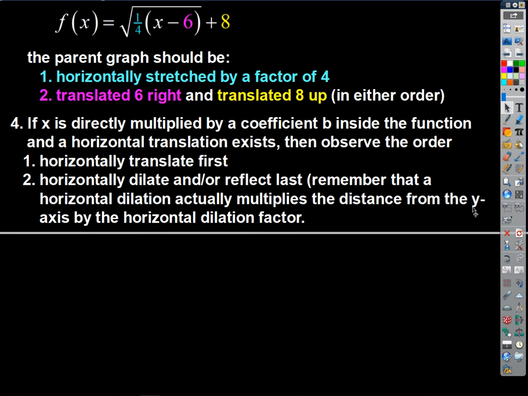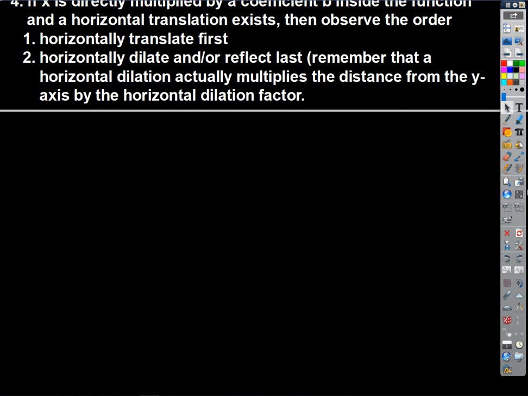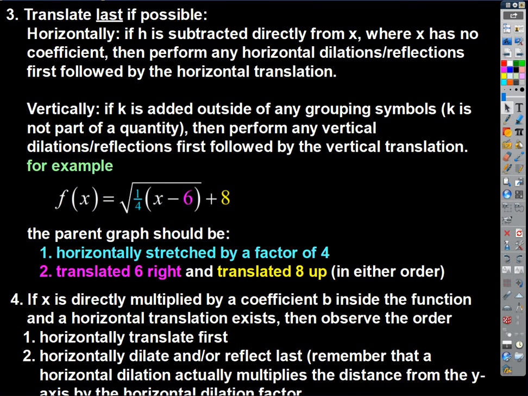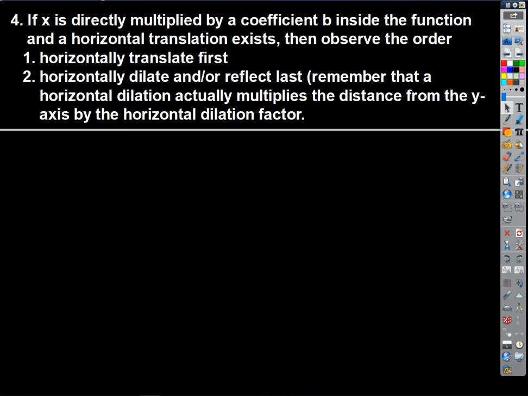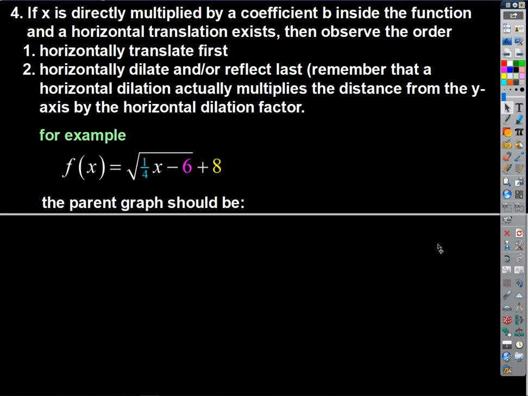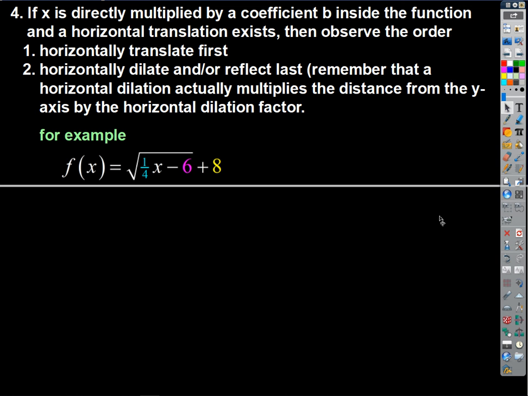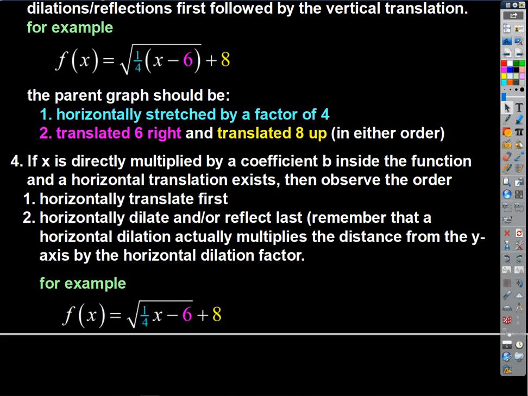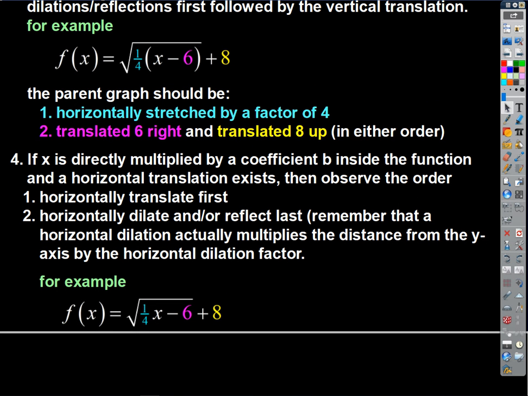So for example, this guy right here, right? What's going on? That's a little different than that one, isn't it? They look similar, but it makes quite a difference that the 6 is being subtracted directly from the x in parentheses here, and it's not here, right? Here it's being subtracted from a 1/4 x.